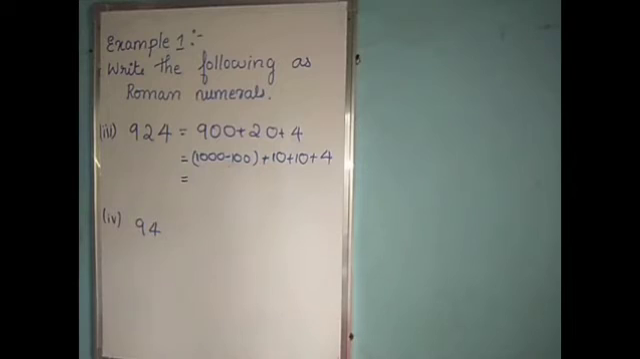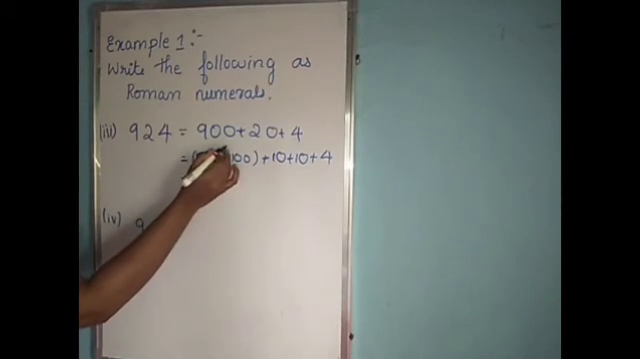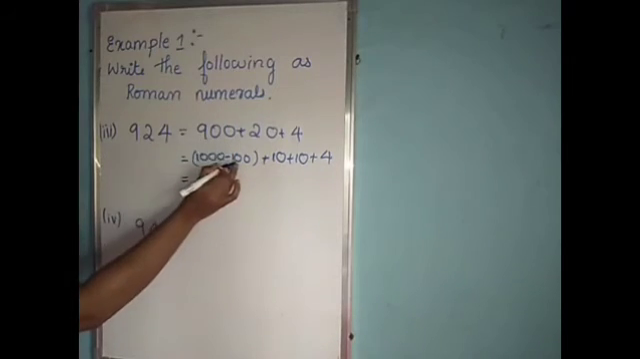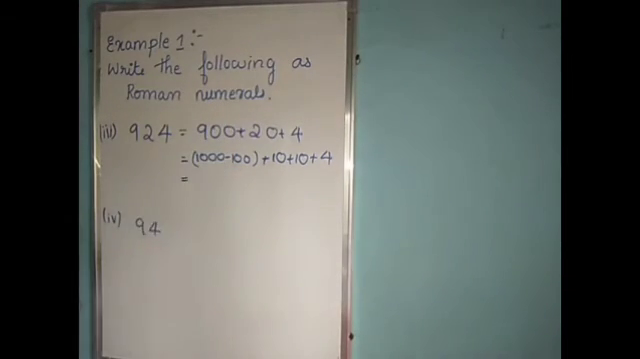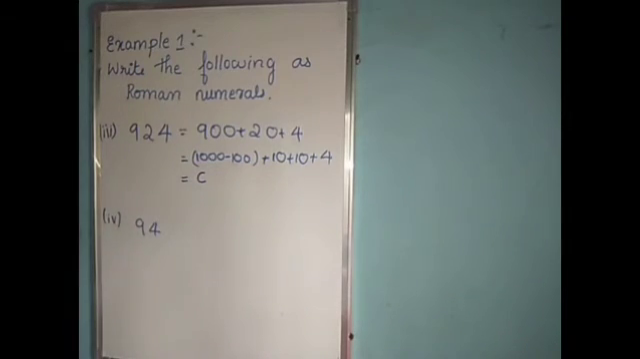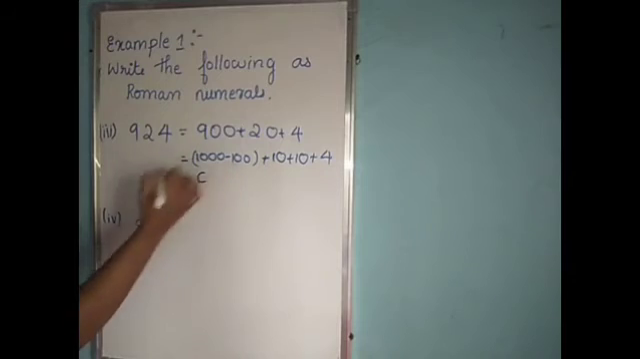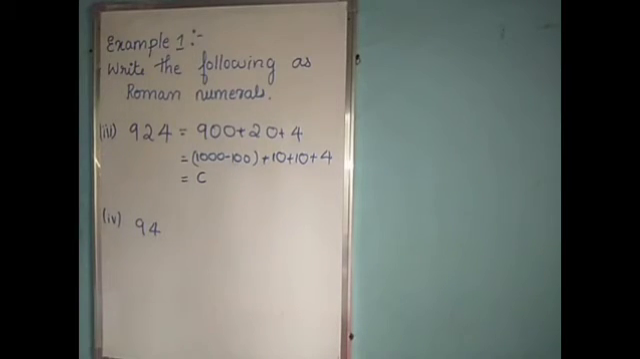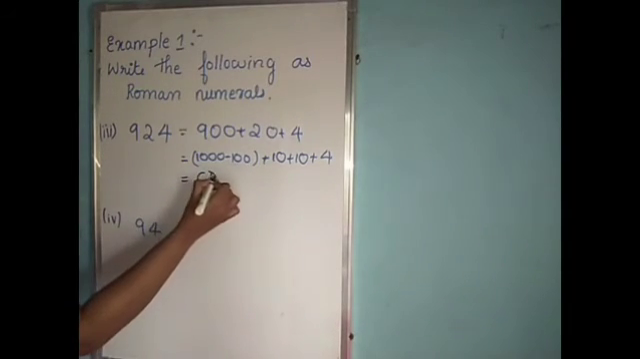Next we have to write Roman numerals for each part. Whenever we find the minus, we have to write the letter of smaller value first. Here, what is the symbol of 100? C is the symbol of 100. So first we have to write C. Next, what is the symbol of 1000? Symbol of 1000 is M. So we have to write here M.